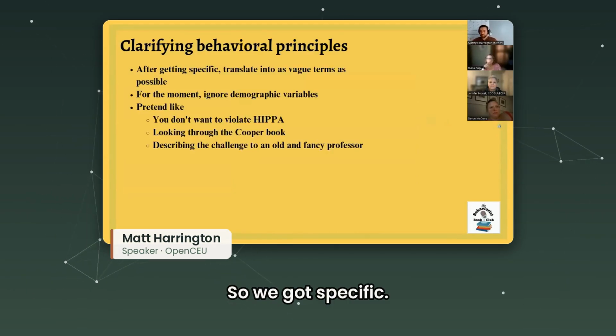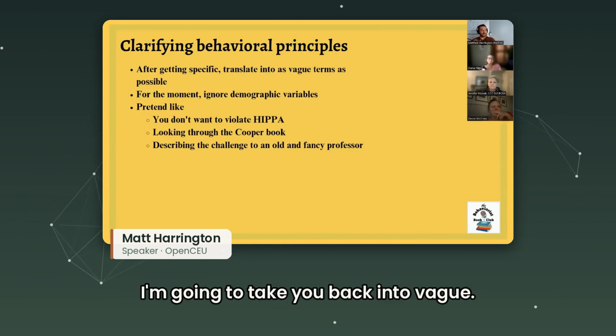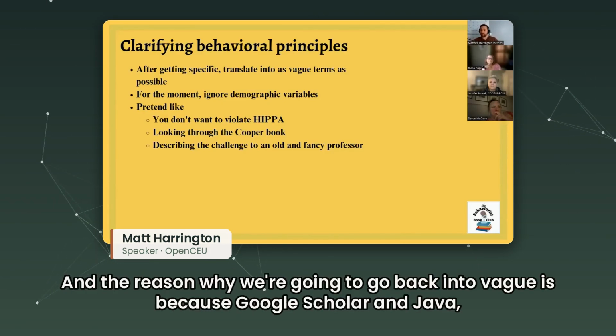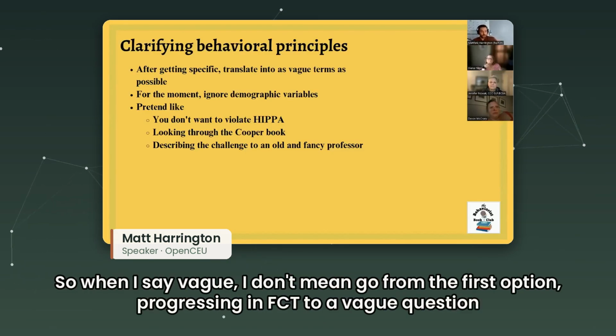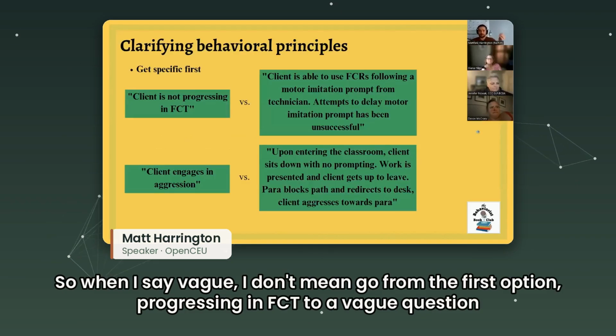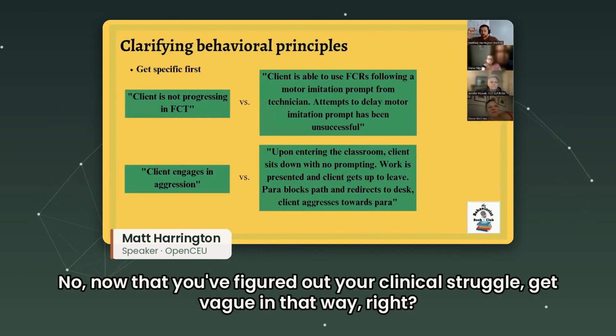So we got specific. We just spent all this time talking about how we can get specific. I'm going to take you back into vague. And the reason why we're going to go back into vague is because Google Scholar and Java, they live in the vague because they have to generalize their articles to all of us. So when I say vague, I don't mean go from the first option, progressing in FCT, to a vague question about FCT. No, now that you've figured out your clinical struggle, get vague in that way, right?